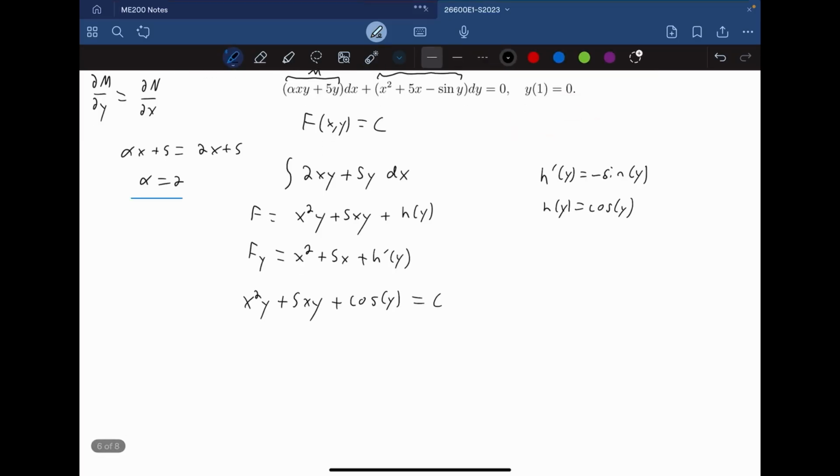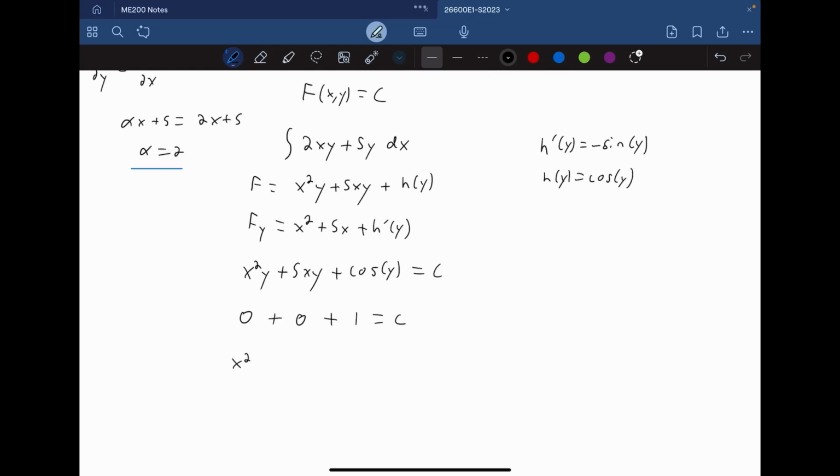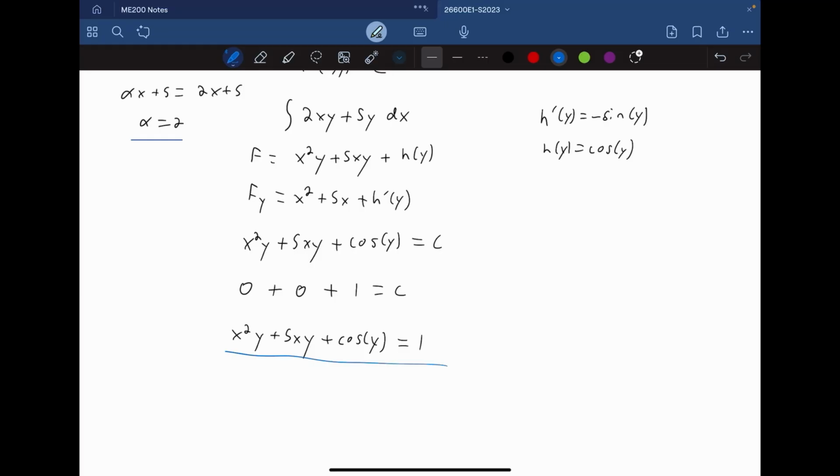We can go ahead and plug in 1 for x and 0 for y. This first term becomes 0, so does this second one, and then cosine of 0 is 1. So we find that c is equal to 1, which means we can write our particular solution as x squared y plus 5xy plus cosine y equals 1. Again, we're just plugging in that 1 for our c here from our general solution, and this is your final particular solution to this problem.